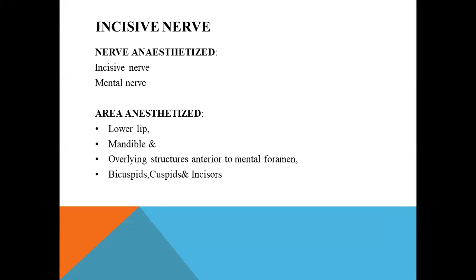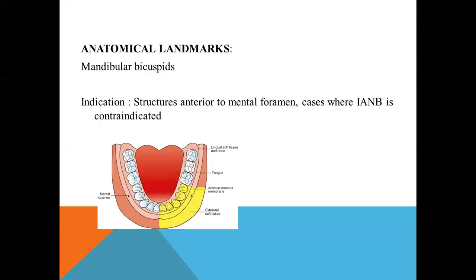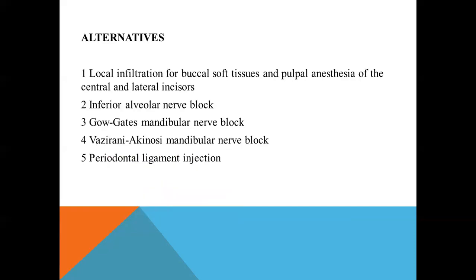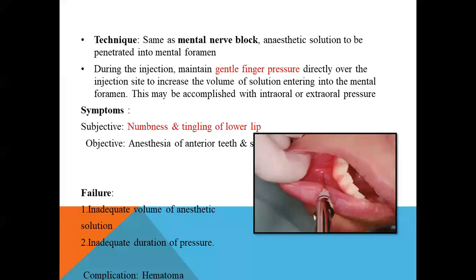Coming to the incisive nerve block, the nerves anesthetized will be the incisive nerve and mental nerve. The area anesthetized will be the lower lip, mandible, and overlying structures anterior to the foramen: bicuspid, canine, and incisor. Anatomical landmark is the mandibular bicuspid. Indication: structures anterior to the foramen where IANB is contraindicated. Alternates: local infiltration for buccal soft tissue and pulpal anesthesia of central and lateral incisor, inferior alveolar nerve block, Gow-Gates, Vazirani-Akinosi, and PDL or other alternate techniques.